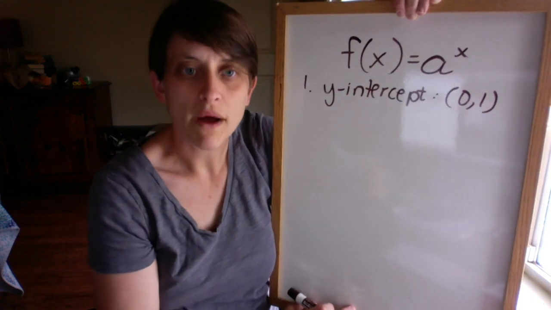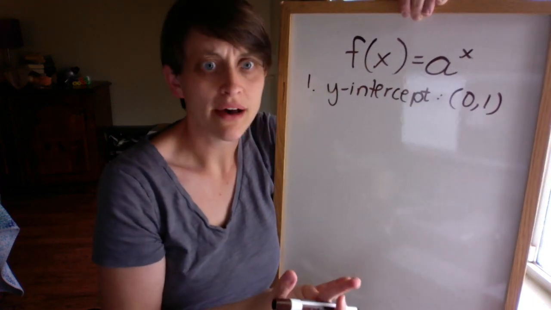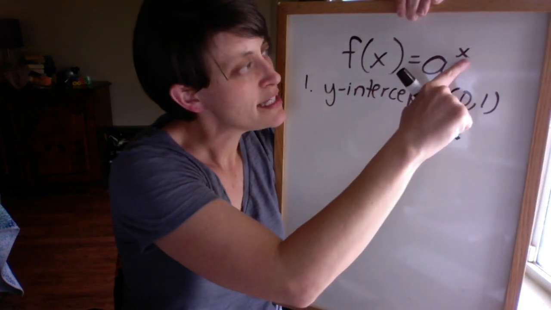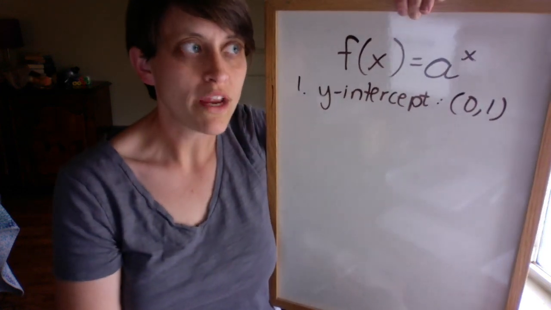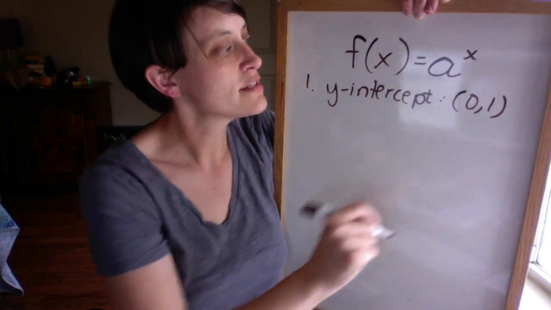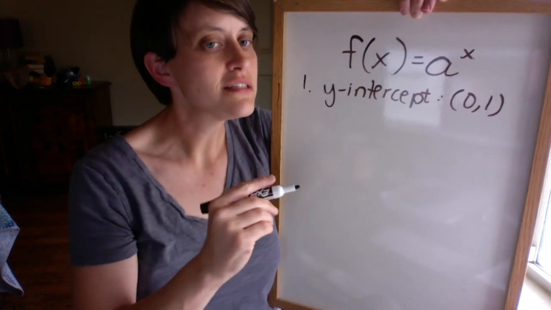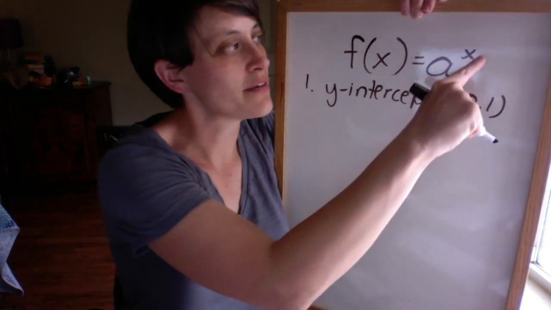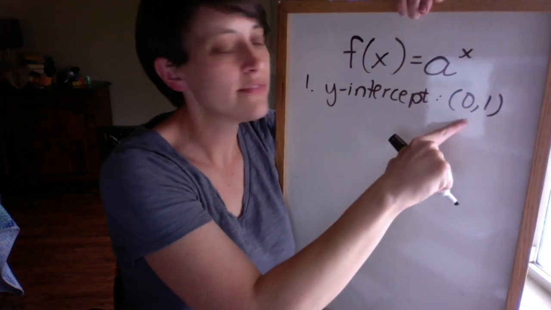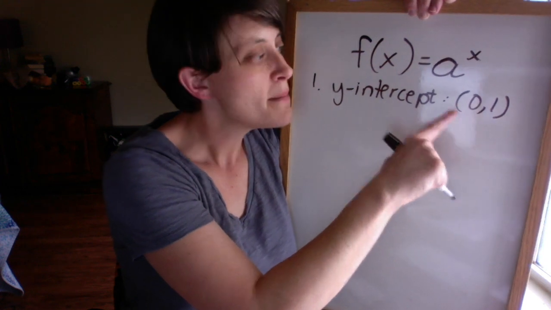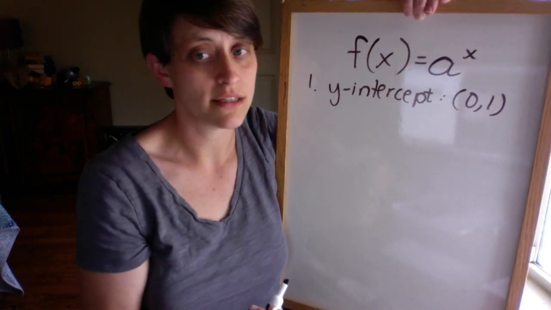is 0, 1. And if we think about it, that makes sense. If we put 0 in for x, and we've got some number raised to the 0 power, we know that's always 1. So the y-intercept is 0, 1. Now, if this thing starts to have transformations on it, like if we add and subtract some things up here, if we add or subtract some things out here, this y-intercept is going to change. But this at least gives us a starting point.